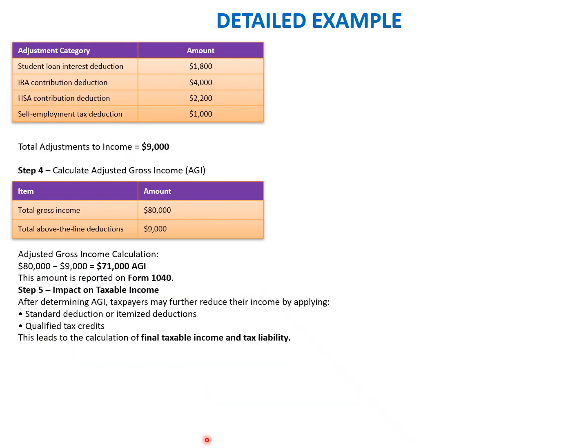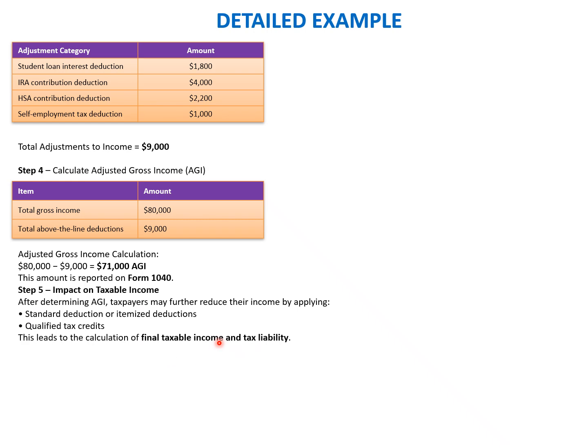So whatever is going to get deducted will be reported in Schedule 1. So the total adjustment is 9,000. AGI is 80,000 minus 9,000, which is 71,000. This amount is reported in Form 1040. And after determining the AGI, the taxpayer may further reduce their income by applying the standard deduction or the itemized deduction, and then finally the qualified tax credit.